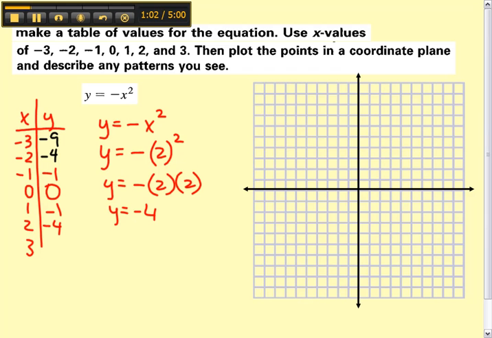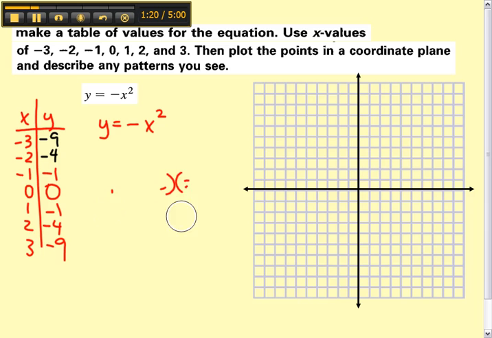Okay, do you see the same thing's going to happen with the 3? Yeah. What am I going to get, Suzette, when I plug in 3? I'm going to get negative 9, exactly. Perfect.